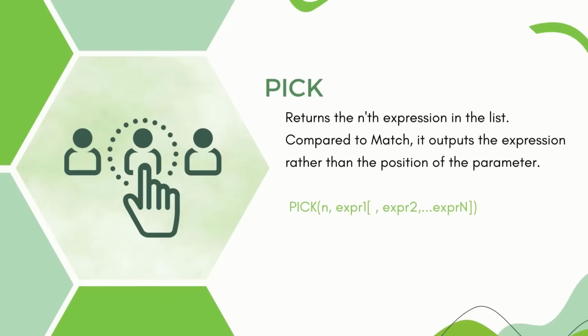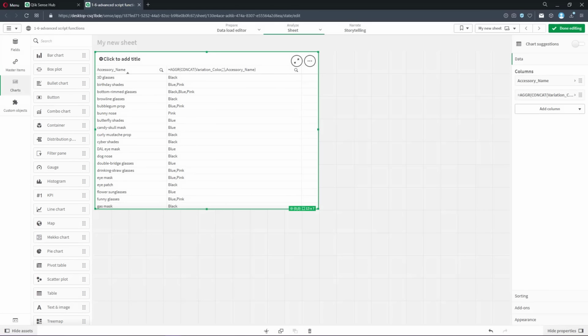Pick function returns the nth expression in the list. Compared to match, it outputs the expression rather than the position of the parameter. Since the pick function outputs an expression, we can use it to make our apps more dynamic. Let's look at how we can use pick to create a dynamic measure for this table.